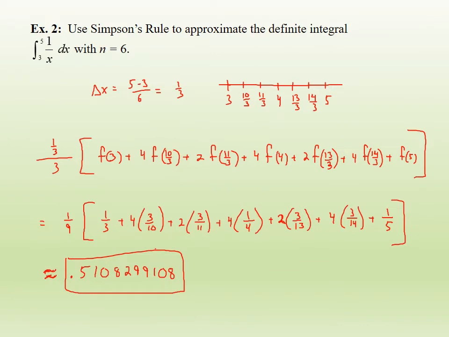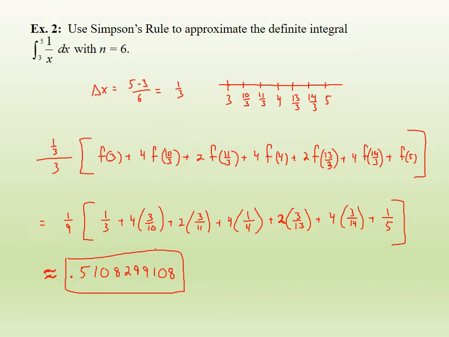Okay, let's see the second example of the lesson where we approximate the definite integral of the reciprocal function 1 over x from 3 to 5, but this time we'll be using the Simpsons rule. As before, we start our calculation by finding delta x equal to b minus a over 6. The difference b minus a is 5 minus 3, which is 2. 2 divided by 6 simplifies to give you 1 over 3.